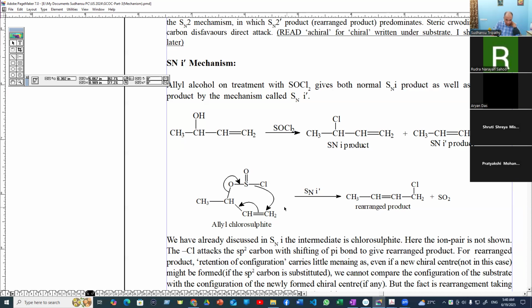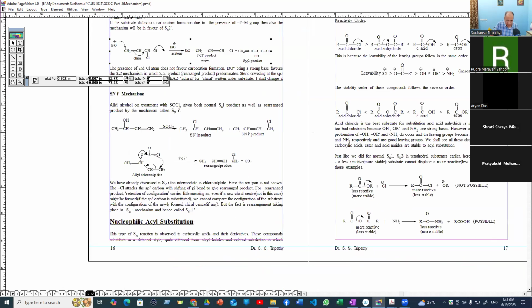Now see how the rearranged product is obtained. Once the chlorosulfite is produced in this position, then by the cyclic mechanism, this chloride ion will come here, this will go, rearrange, and this will go. So you also get the rearranged product. But obviously the SN dash product is more thermodynamically stable. That will be the major product.